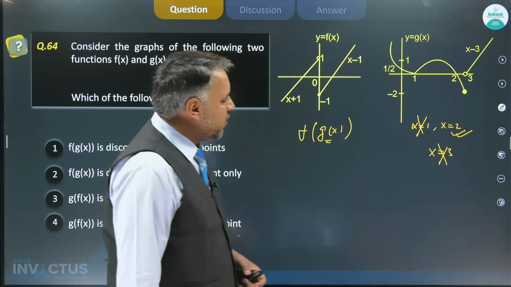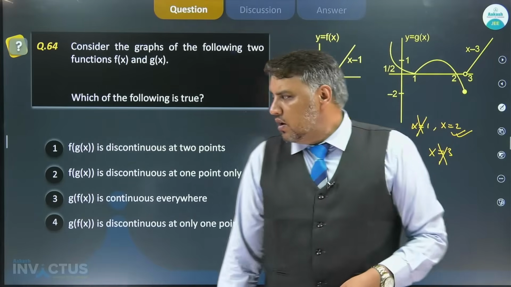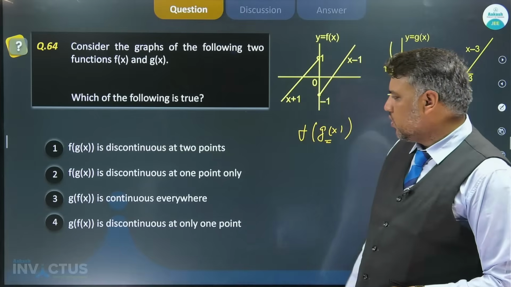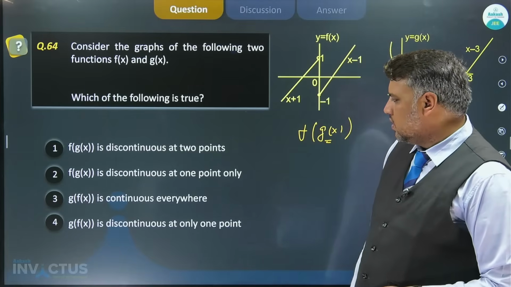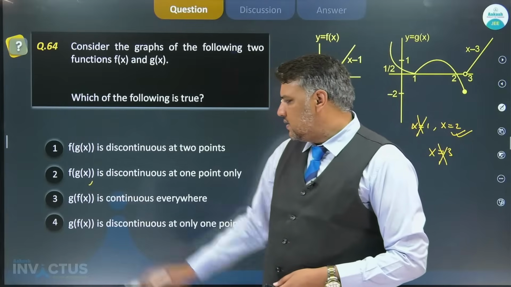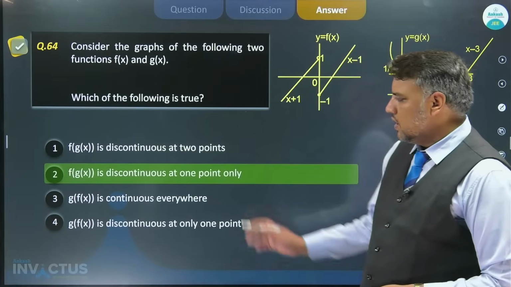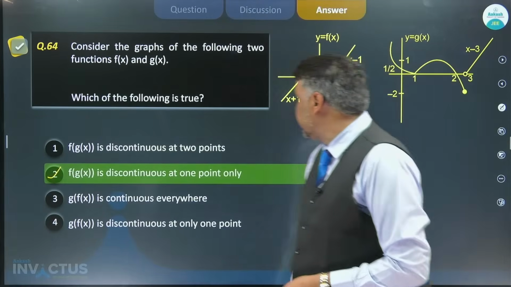So we got only one point, that x = 2. Similarly, we can calculate for g(f(x)). So from these points, the second answer is correct for now. Let's move on. Yeah, answer 2 is correct. Okay.